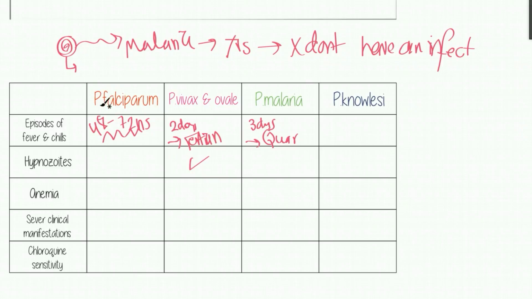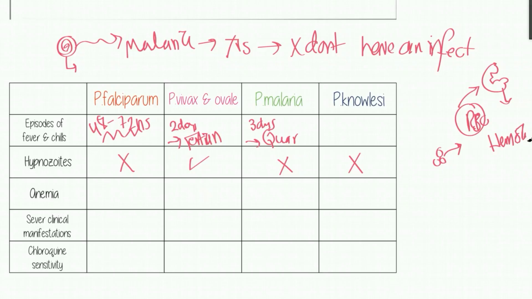So Plasmodium falciparum doesn't have hypnozoites, which is a very good thing. Also malariae and knowlesi don't have them. Anemia, as we said, occurs when the merozoite goes to the circulation, then infects the red blood cell, then does the cycle, then they destroy the red blood cells. When they destroy them, they produce hemolytic anemia. So it is positive in all organisms.